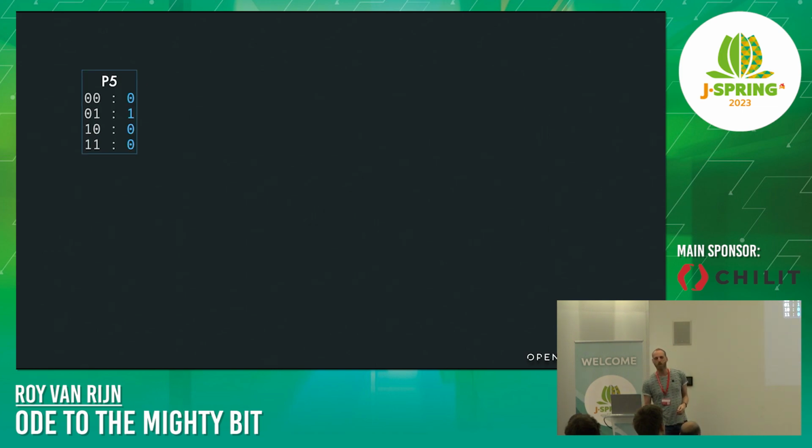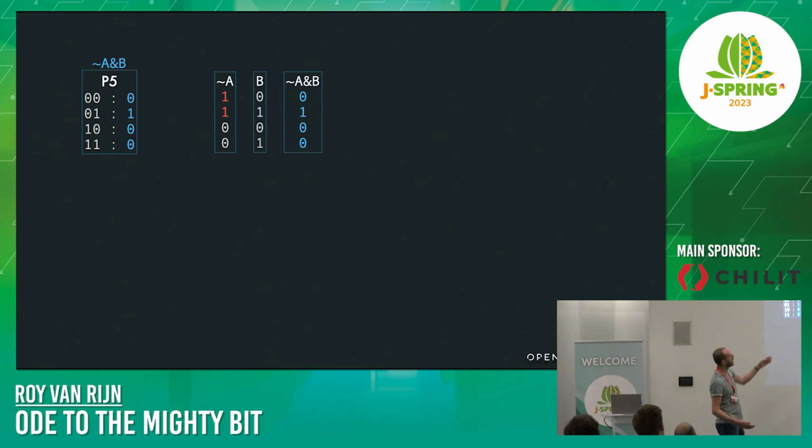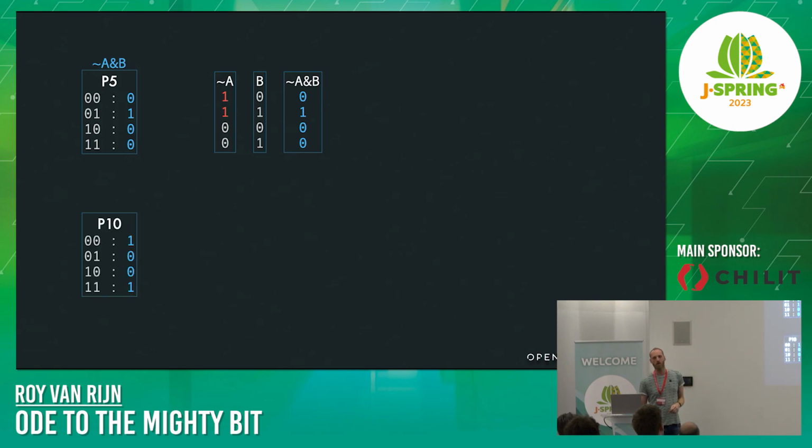Some of them are a little bit more difficult. For example, program 5 is 0100. How would you write this? What we can do is if we have not A, 1100, and then we have B, which is 0101, then we can AND those two things together like a mask. And then we end up with 0100. So program 5, also solved.